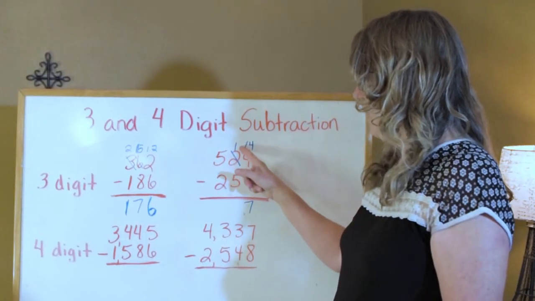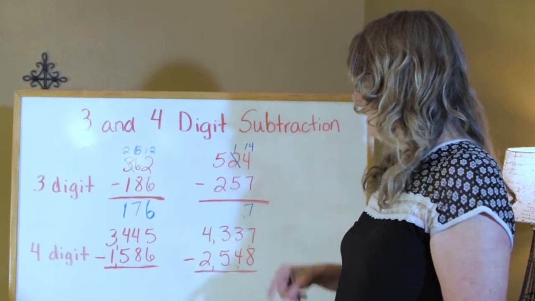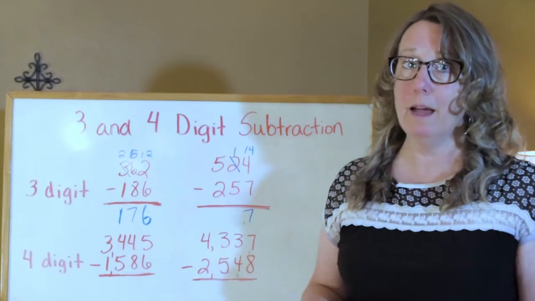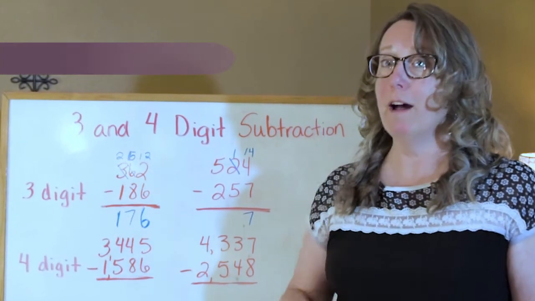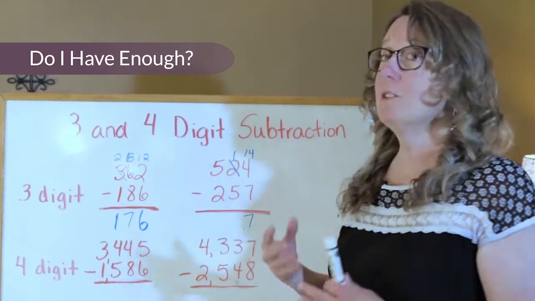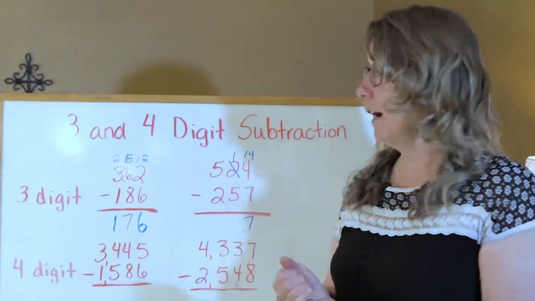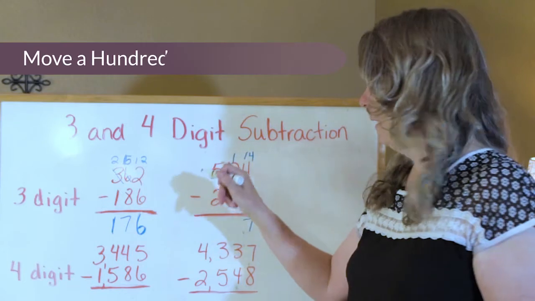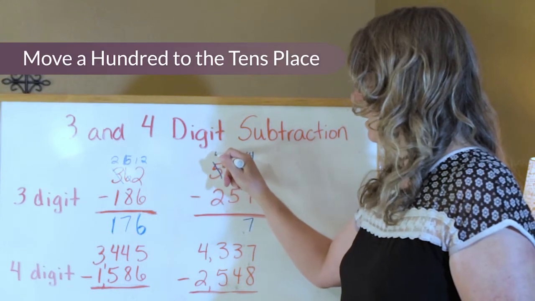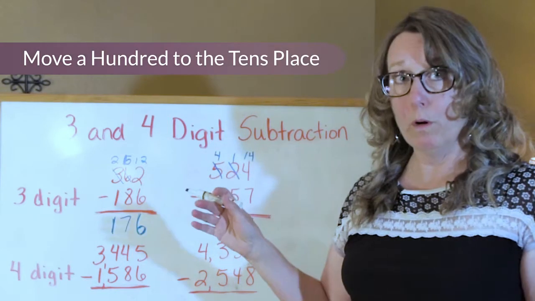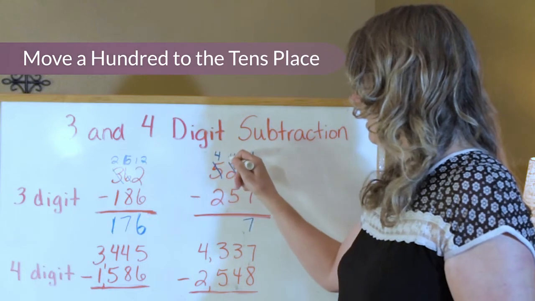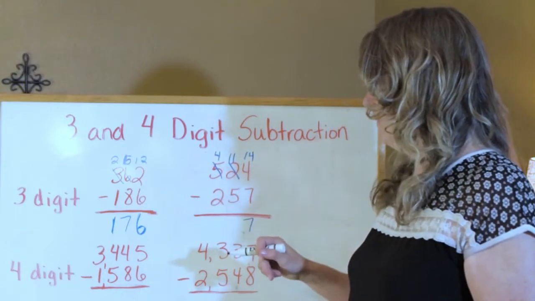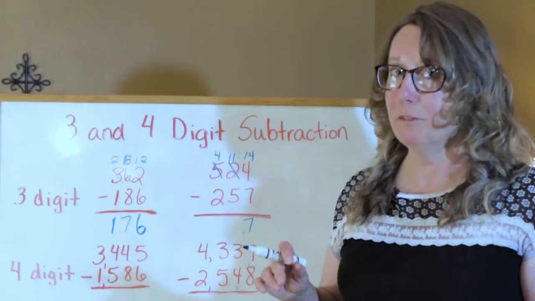And now we're looking at 10 take away 50. Oh, we can't do that. 1 take away 5 isn't going to work, so we don't have enough. Again, same step. We're going to go to the hundreds place and make this number a 4, 500 to 400. And then we're going to make this one 110. So 110 take away 50. Yep, I can do that.